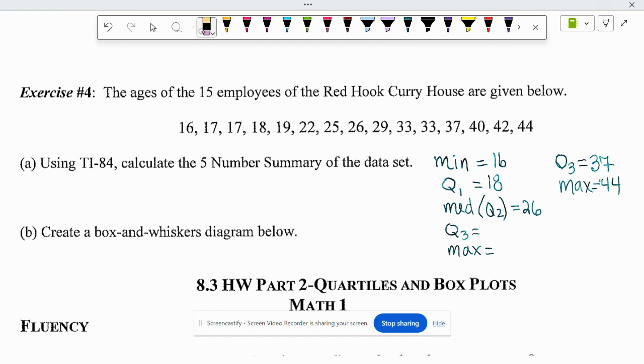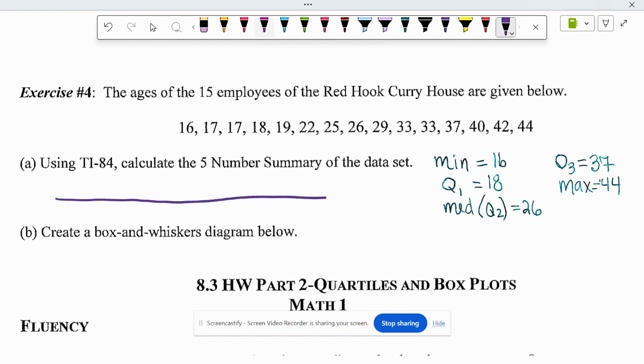So we have to make a box plot. I'm going to erase these right here really fast. So our number line should start at maybe 10. And if we count by fives, we should go all the way up to like 45 or 50. So 15, 20, 25, 30, 35, 40, 45. I'm just going to put a 50 on there so it looks like I'm using all my space.